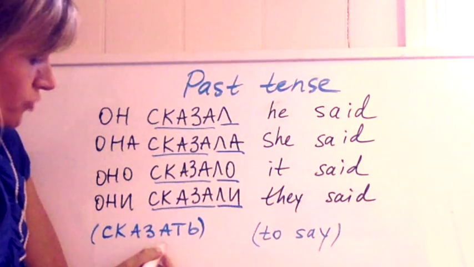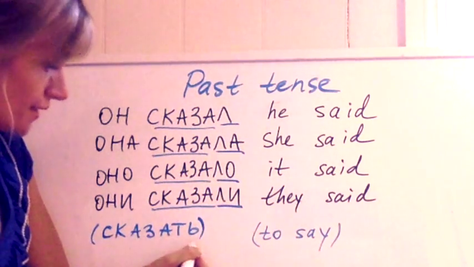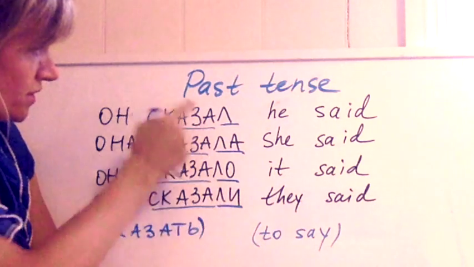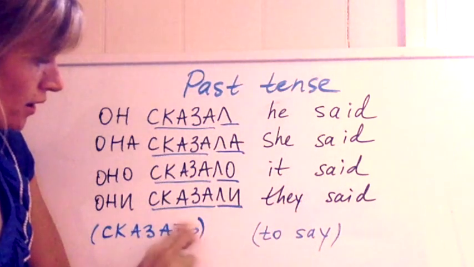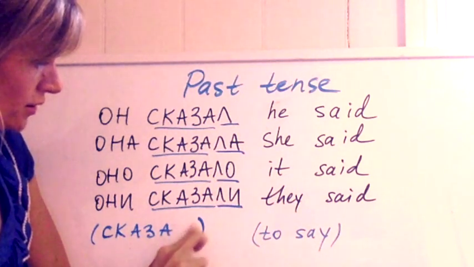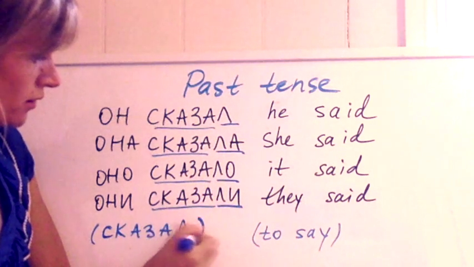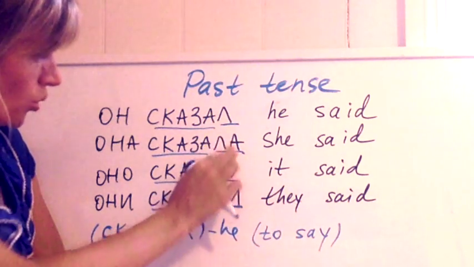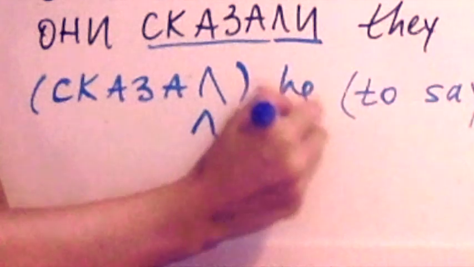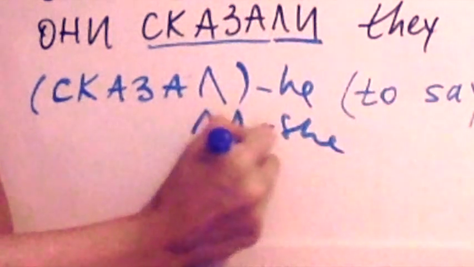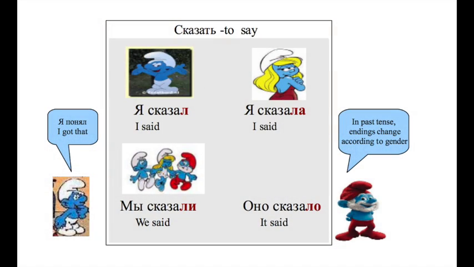This is a dictionary form. This is how it looks in a dictionary. Сказать. Okay, so what we did here, we take away the ending from here, and then we put L if it's a he, or we can put la if it's a she, we can put lo if it's it, and we can put li if it's they, right? Easy.